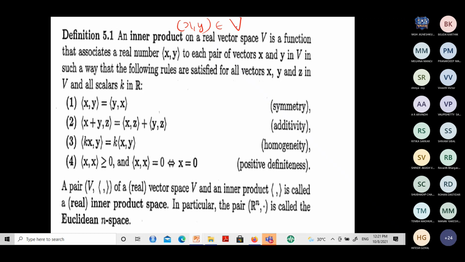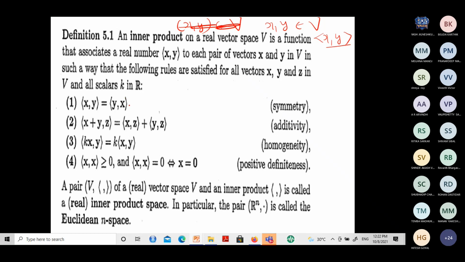See, V is a vector space. I'm considering two elements x comma y from that. It's not an ordered pair; I'm considering two elements x comma y from V. For this x comma y, now I'm going to attach a mapping, an inner product of x comma y. I don't know what this mapping is actually. We can define anything. It's called an inner product.